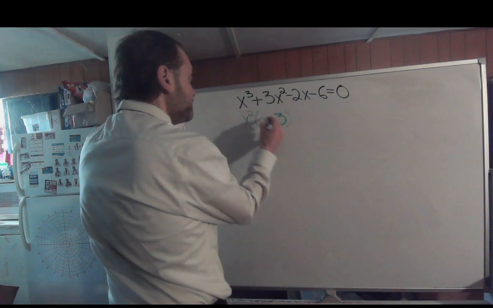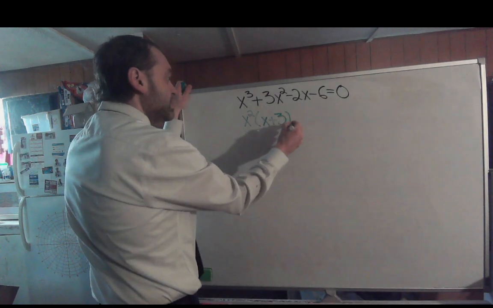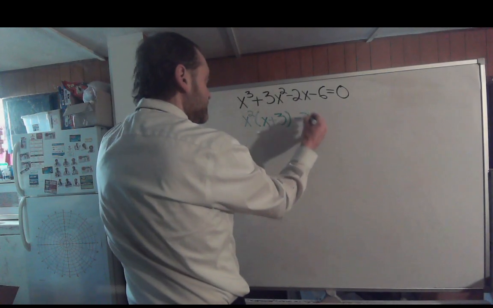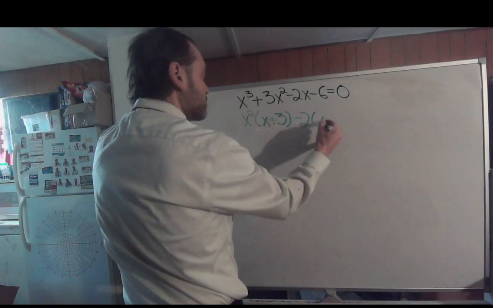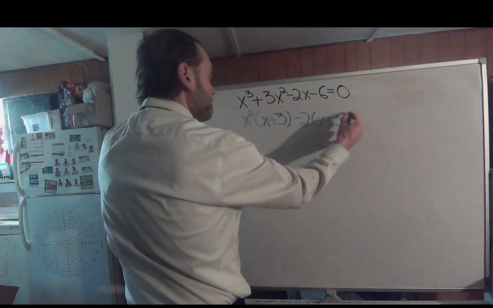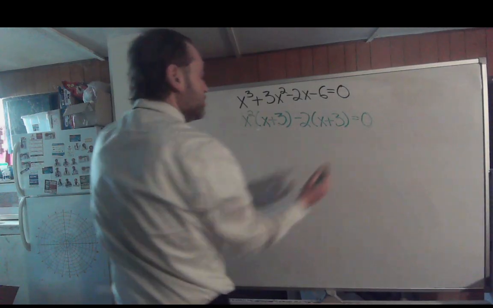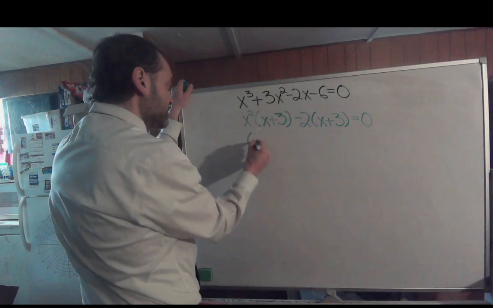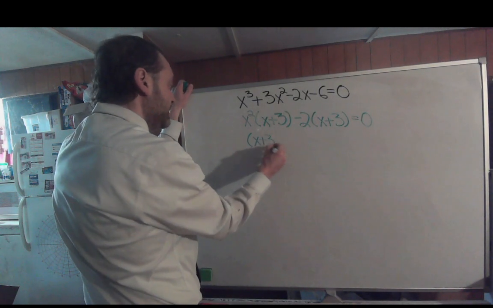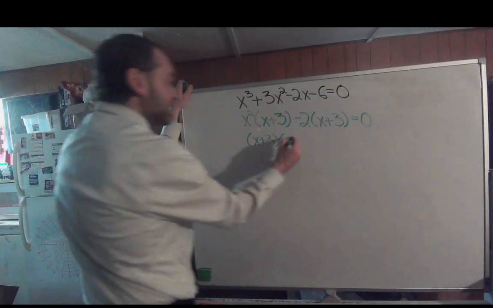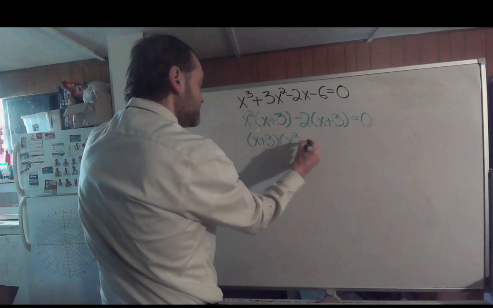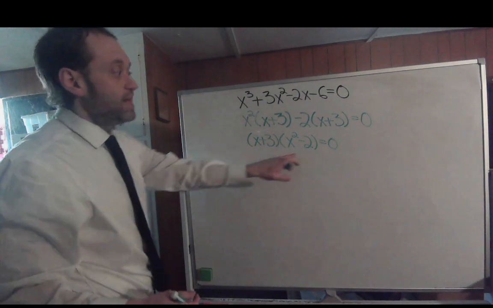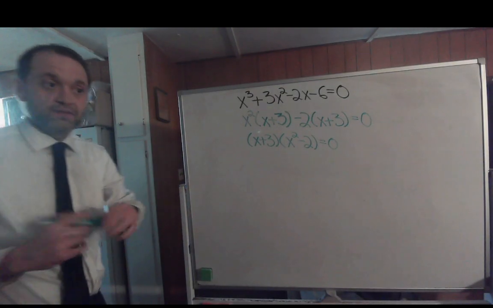There we go. X plus 3. And then with a negative 2x and negative 6, you could factor out a negative 2. So you'd have minus 2 times the quantity of x plus 3 equal to 0. Well, you could factor out a common x plus 3 between both terms. So you would get x plus 3 times the quantity of x squared minus 2 equal to 0. Well, we can actually factor x squared minus 2 since it's the difference of squares.